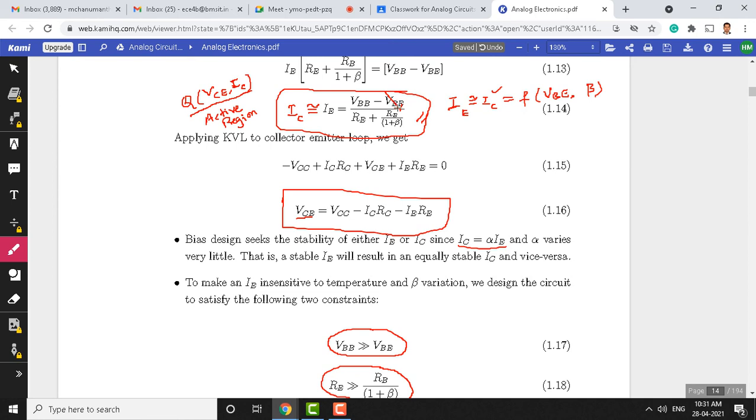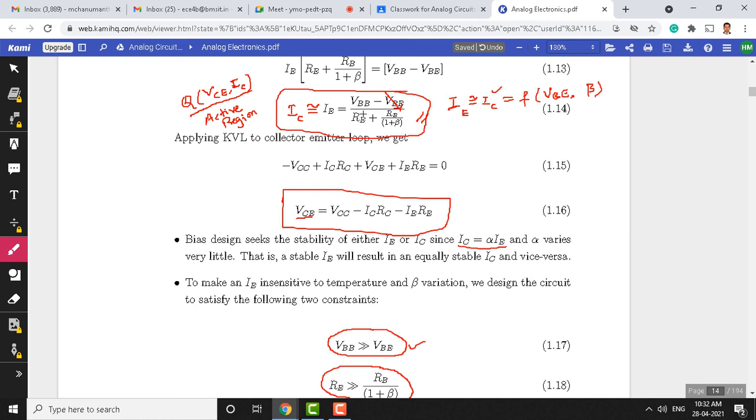For the second condition, you can see here, RE, the emitter resistor, is greater than RB divided by 1 plus beta. Look at this here also. The first term is greater than the second term, RB divided by 1 plus beta. That means the second term becomes very small compared to the first term, the emitter resistor. So the second term also can be ignored.